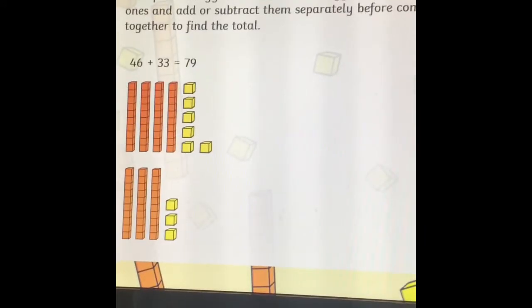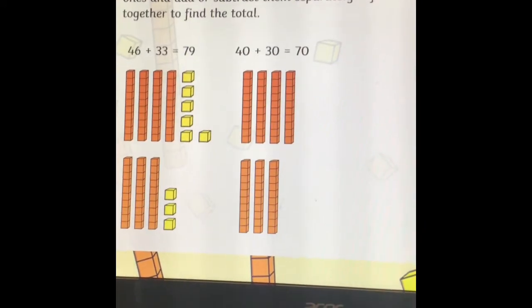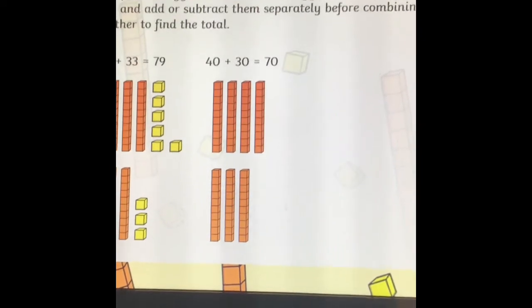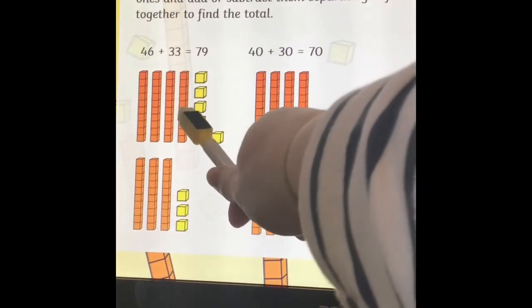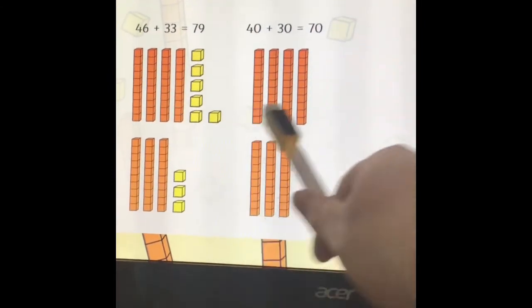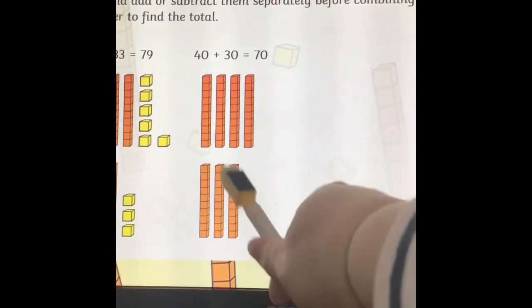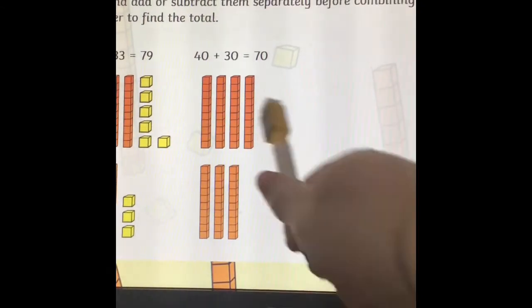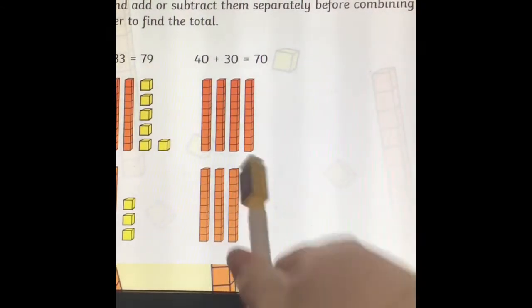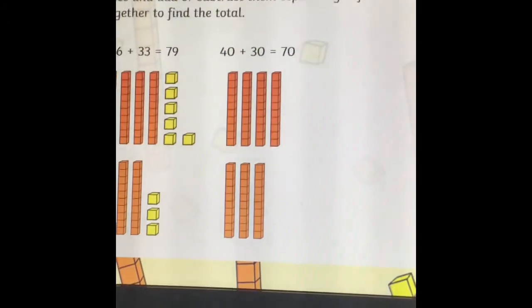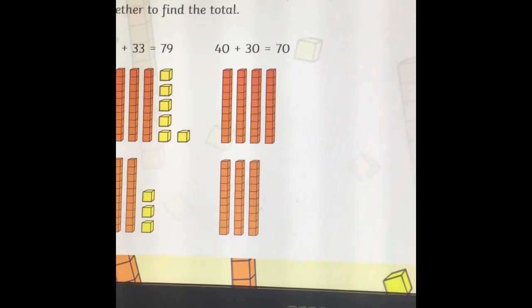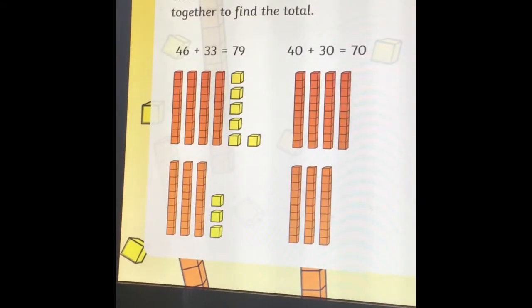So remember 46, 4 tens, 6 ones, 33, 3 tens, 3 ones. What we're going to do first is add all the tens together. So how many tens were in there first? There was 40 here and 30 here. So this picture here is showing all the tens. Can you figure that one out for me? We had 4 tens here and 3 tens here. 1, 2, 3, 4, 5, 6, 7 tens, which would be 70. Well done. So we've already added all the tens together to make 70.